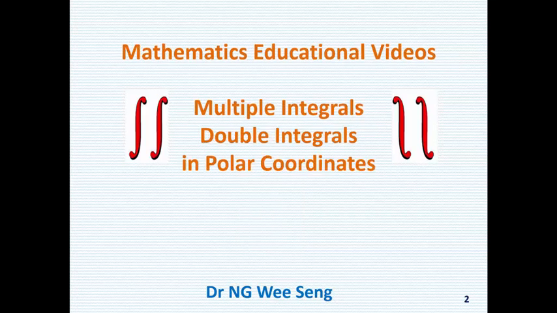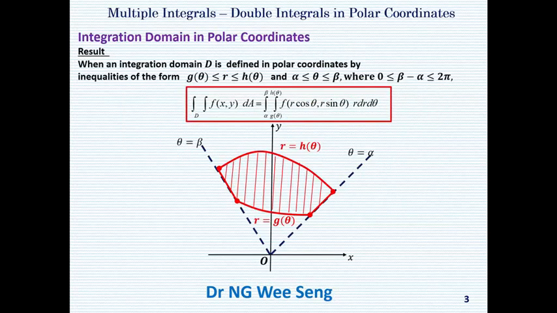Maths educational video. An application of polar coordinates in double integration. When the region of integration is one of this kind, bounded between two polar curves, upper bound is r equals h theta, a function of theta, and the lower bound is another function g, between two values of theta, alpha and beta. Graphically, these are lines through the origin as shown. Then the double integral has a special formula, as shown in the box.